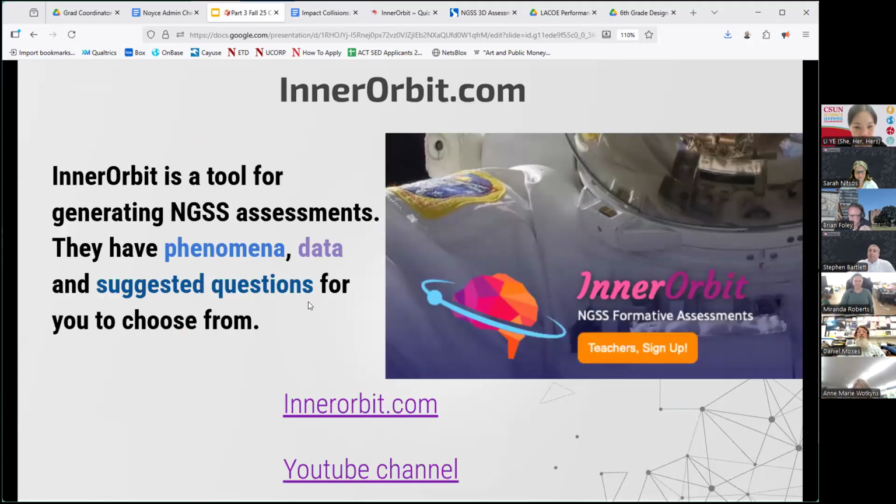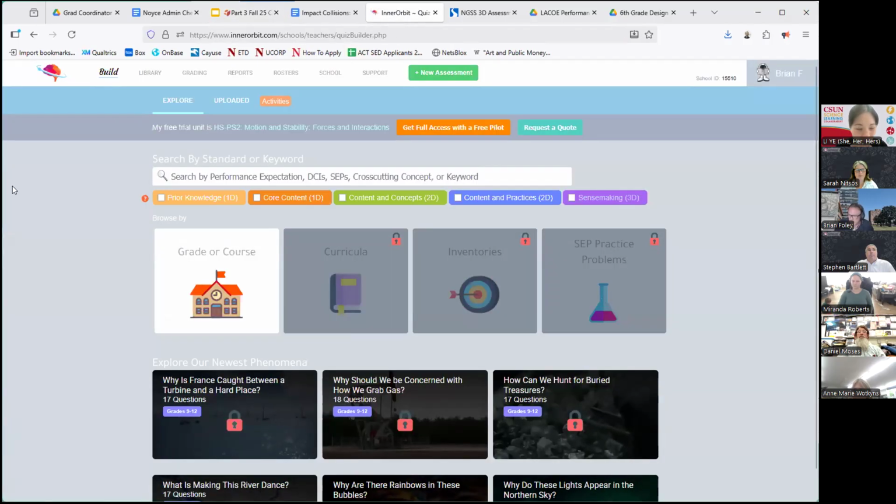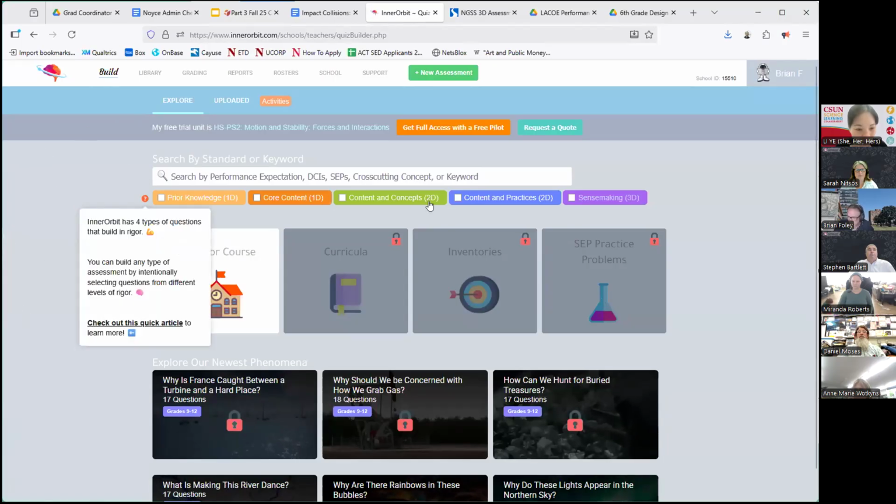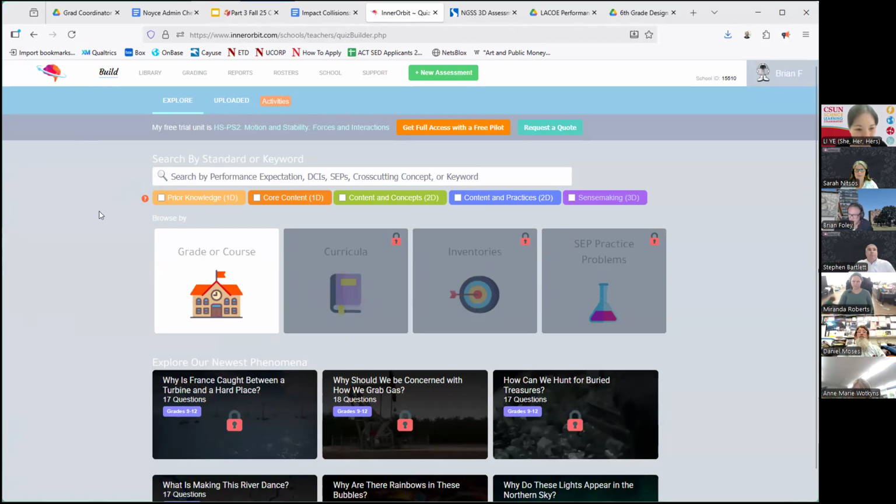In addition to that, some of you may be familiar with Inner Orbit. This is a company dedicated to NGSS assessment, and they have built a lot of tools to help teachers and schools. You can go to innerorbit.com, and once you sign up, which takes a minute or so, just to jump ahead, you'll see they've got a whole library of assessments. They did a really nice job of organizing things by cross-cutting concepts, SEPs, and DCIs, so you can search for different things.